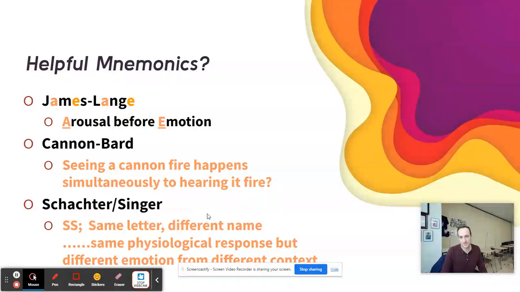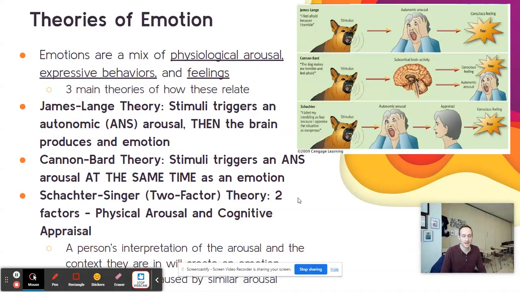My mnemonic for that one is probably the worst one of all, if you ask me. Schachter-Singer two-factor theory, their last names both start with S. So it's the same letter, but a different name. In the same way, you could have the same physiological response, like your heart beating, but a different emotion depending on the context and how your brain appraises it. That one's a little bit of a stretch compared to the other two, in my opinion. But these are the three different theories of emotion that you need to know for AP College Board purposes.